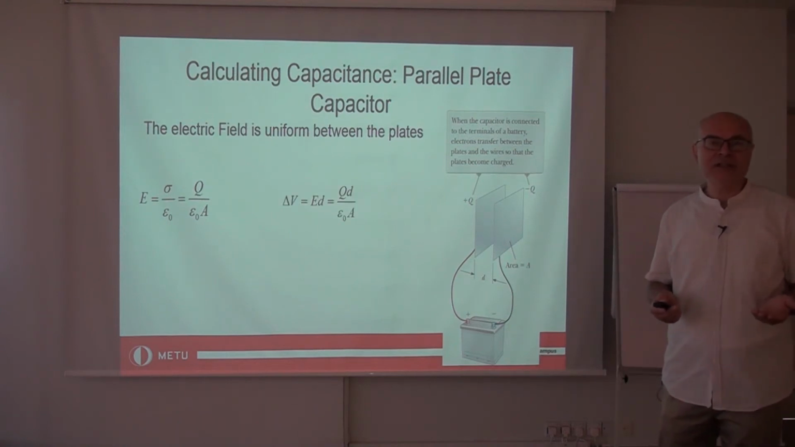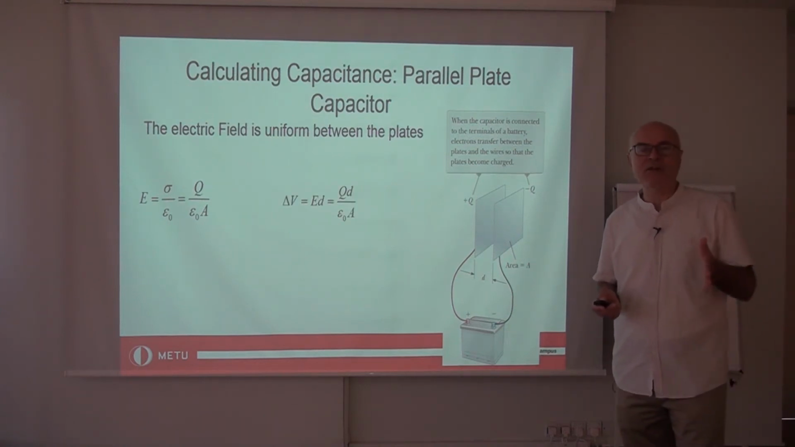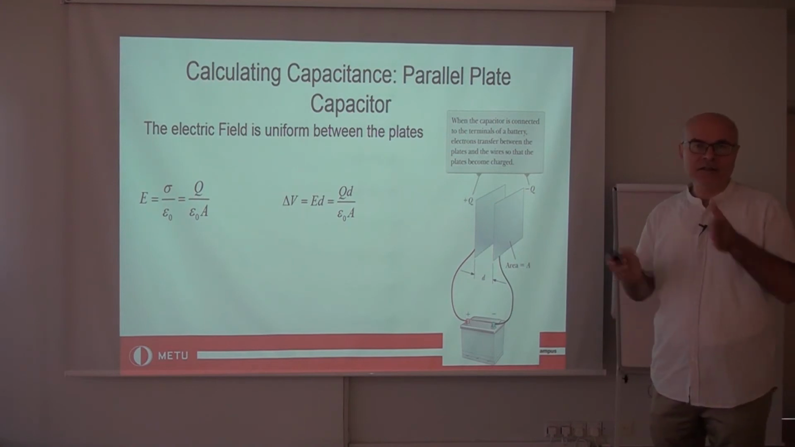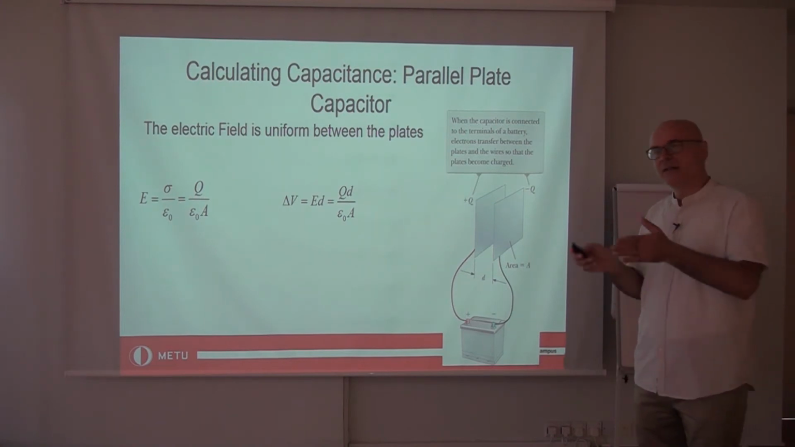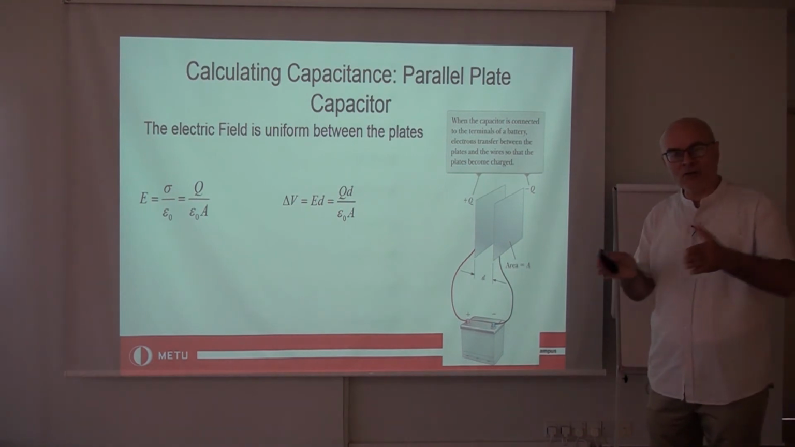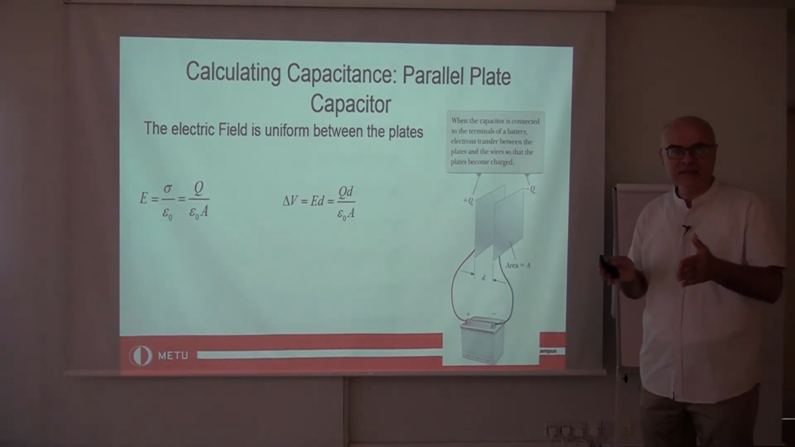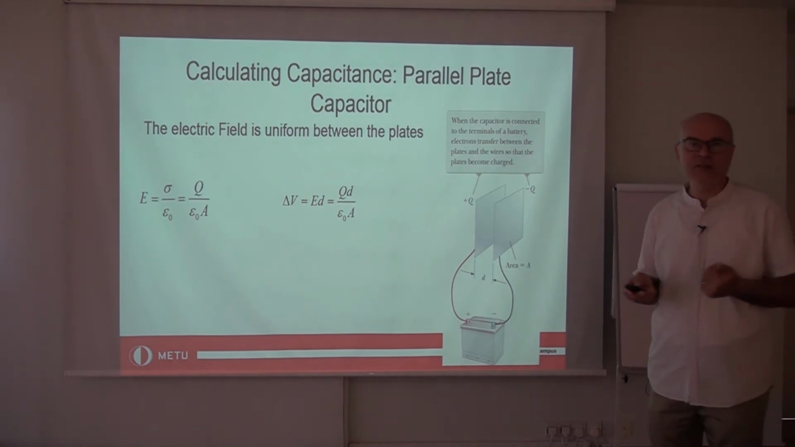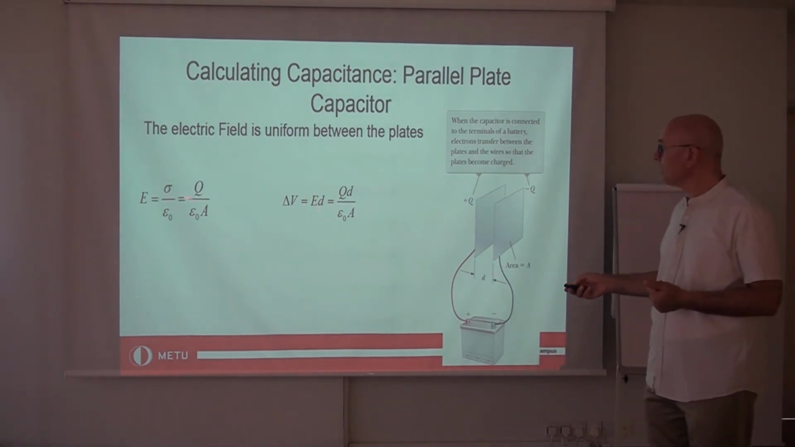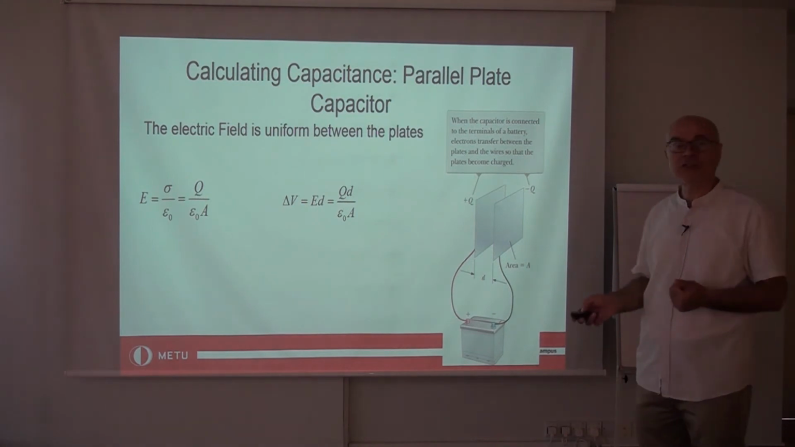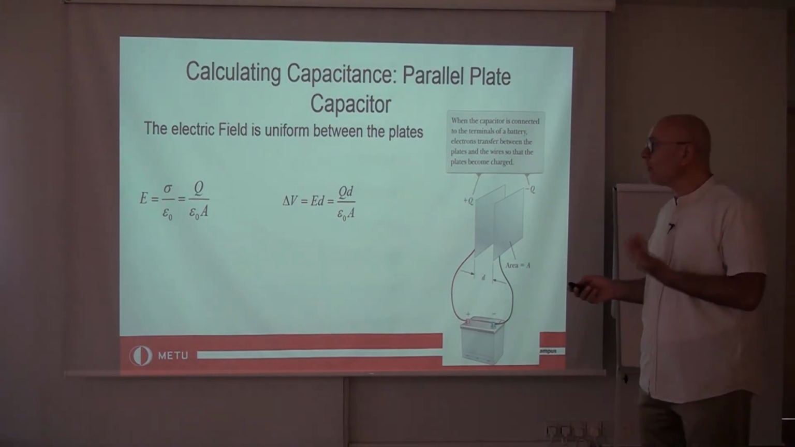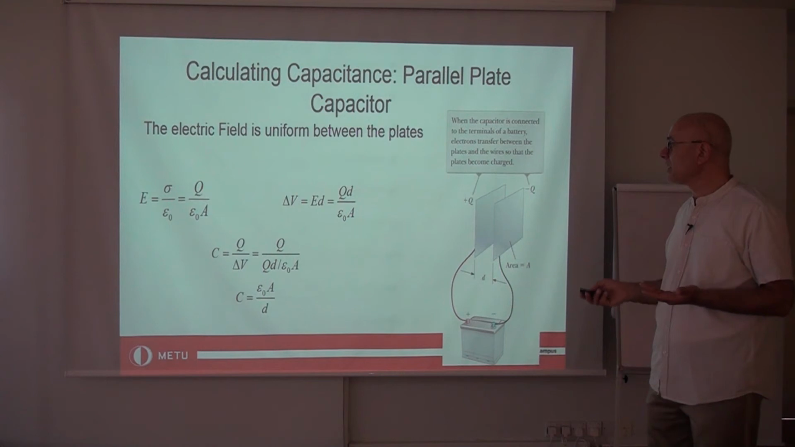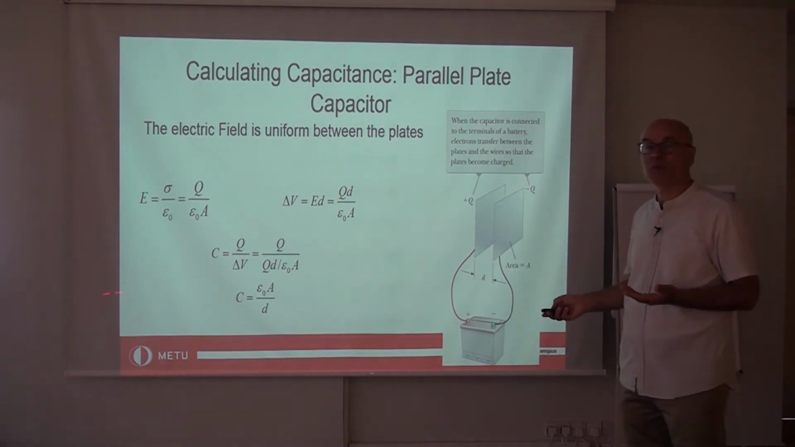Now, what is the potential difference? We know that the absolute value of the potential difference for a uniform electric field across a distance d, which we have calculated before, is just E times d. Substituting for E from here, you get this potential difference, and therefore now we are ready to calculate the capacitance, which is the ratio of the charge to the potential difference.